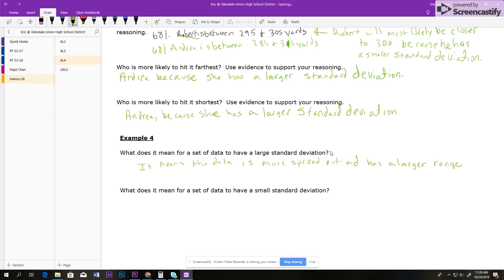What does it mean for a set of data to have a small standard deviation? Well, it's almost the same thing. It means data is more clumped together, or closer together, and has a smaller range. That's what it means. That's Unit 6, Lesson 4.